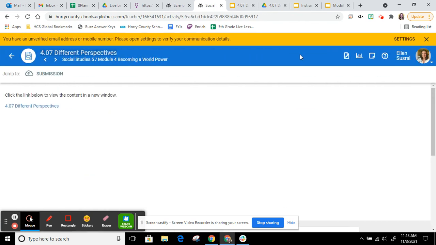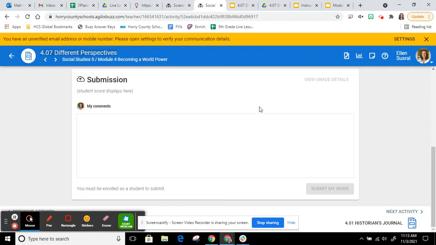Okay? When you're done, you'll go back to Buzz. You'll go to your next activity tab. You're going to scroll all the way down to the submission box. You'll have a blue plus button where you will attach your work.